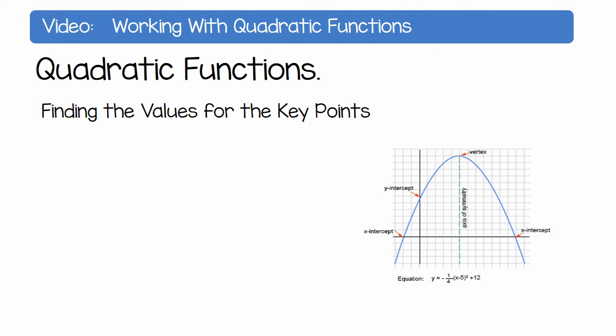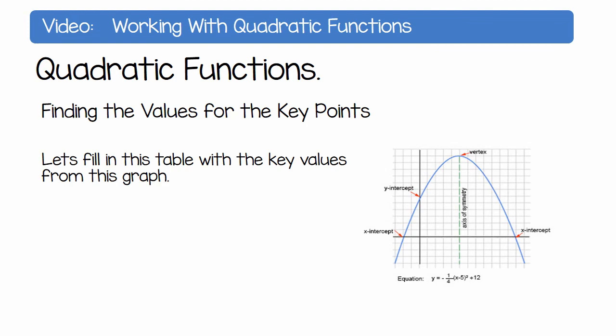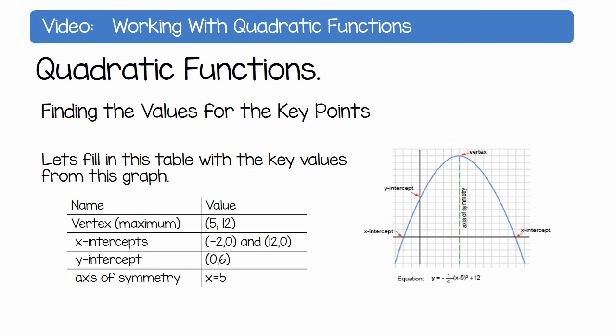Now, let's find the key points for this parabolic shape. The vertex now becomes the maximum point. It's at (5, 12). The x-intercepts are at (-2, 0) and (12, 0). The y-intercept is at (0, 6), and the axis of symmetry we can find at x = 5.